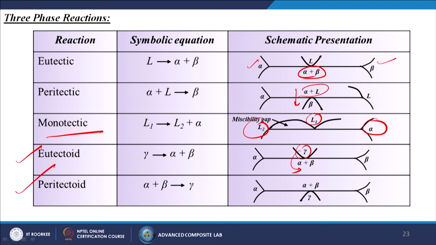For eutectoid, gamma goes to alpha plus beta. If it is peritectoid, then alpha plus beta goes to gamma.